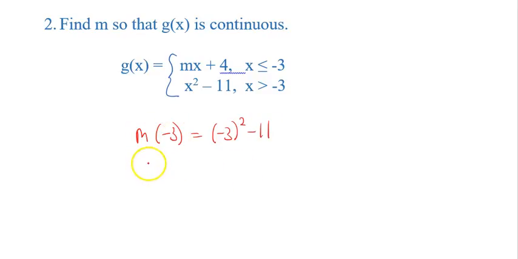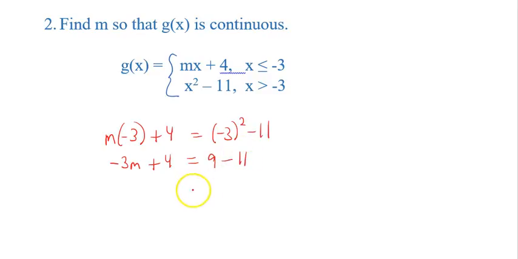So m times negative 3 plus 4 is going to equal negative 3 squared minus 11. Now I have negative 3m plus 4 is equal to 9 minus 11, which is obviously negative 2. And I just solved this equation. So I'm going to subtract 4 and get negative 6, and then divide by negative 3 and get a positive 2.